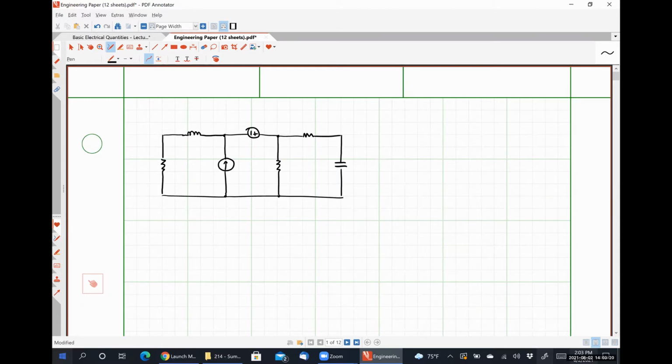All of our resistors will be 1 ohm resistances. Our inductor will have an impedance of j1 ohms, and our capacitor will have an impedance of minus j1 ohms. We have a 6 angle 0 degrees volt source and a 2 angle 0 degrees amp source. So let's start things off by doing superposition. I feel like superposition would be one of the easier means by which to solve this circuit.